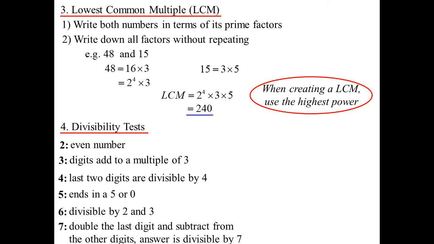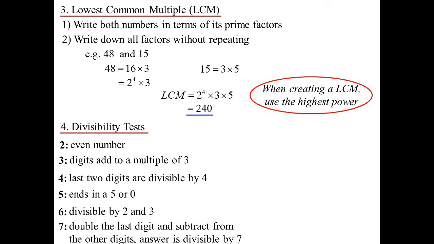8 minus 2 is 6. 7, 6, 5, 7, 0, 1. Double the last digit, 14. 6 minus 4 is 2, 6, 5, 7, 0, 1. Double the last digit, 6 minus 4 is 2, 6, 5, 7, 0, 1.